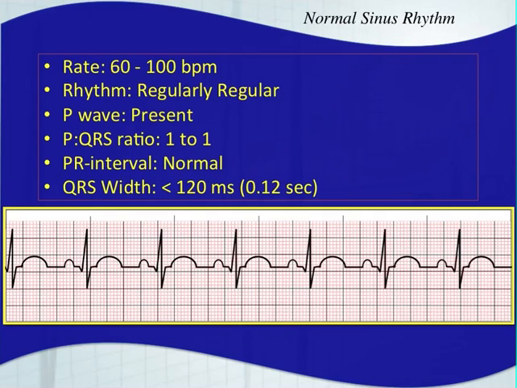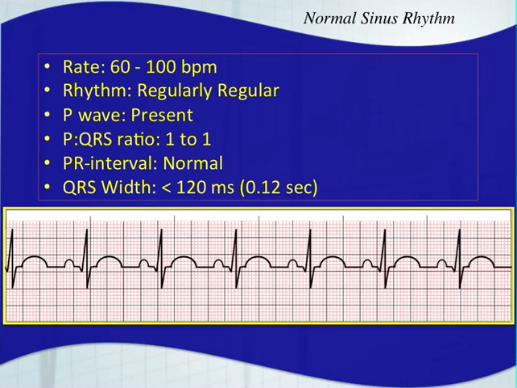Your P waves must be present for it to be a sinus rhythm. Your P to QRS ratio, meaning for every P wave, how many QRSs do you have? And it needs to be 1 to 1. So you have a P wave here, you have a QRS here, P wave here, QRS here. 1 to 1. There's no extra P waves, no extra QRS complexes. All right, that must be true for it to be a sinus rhythm.